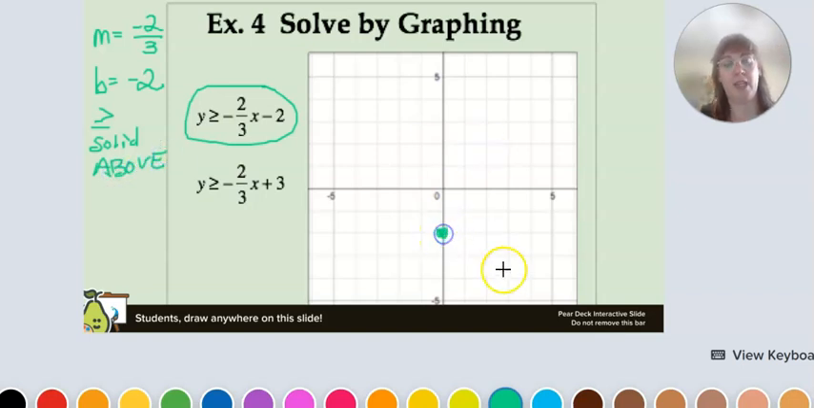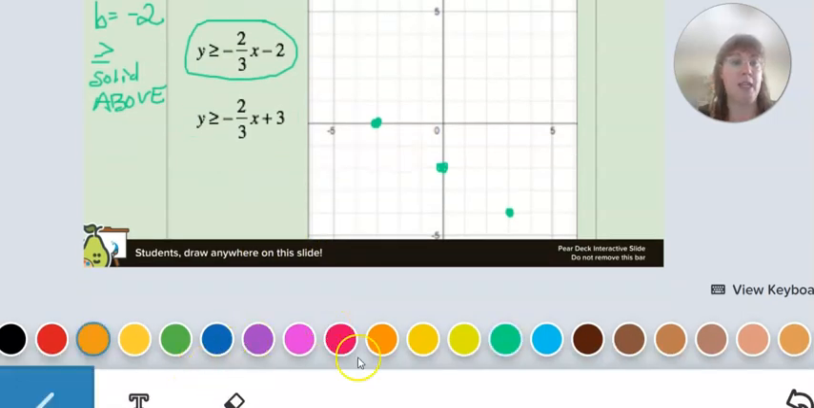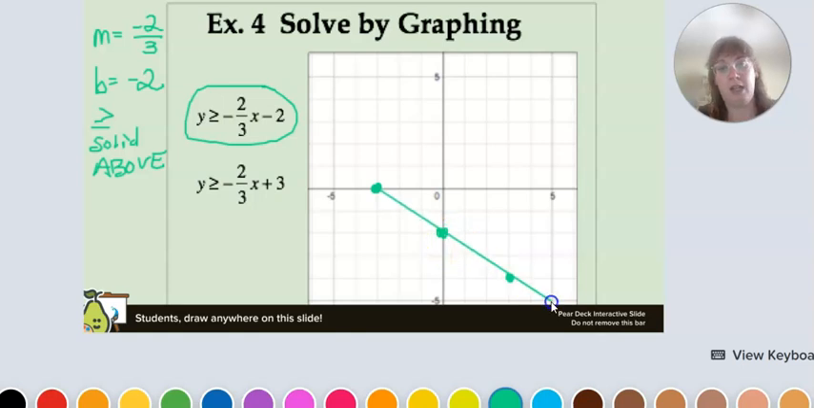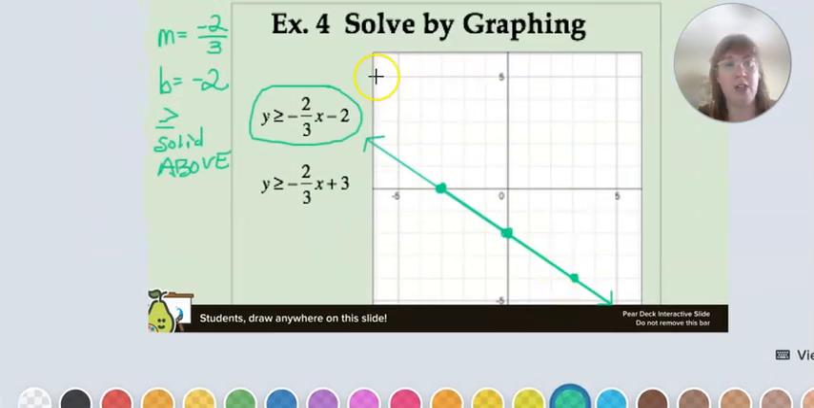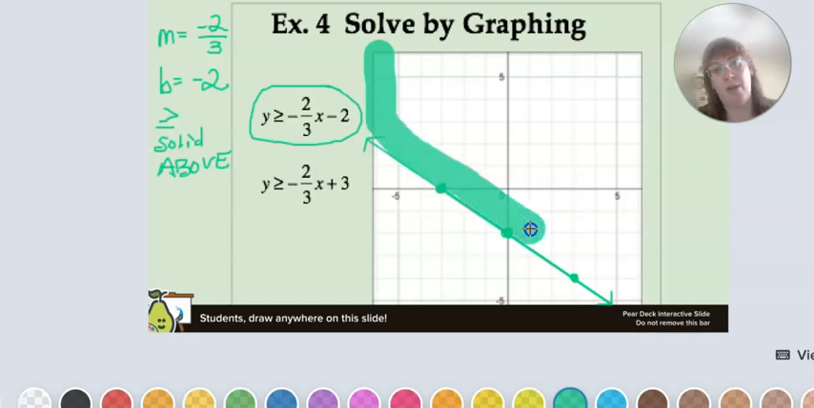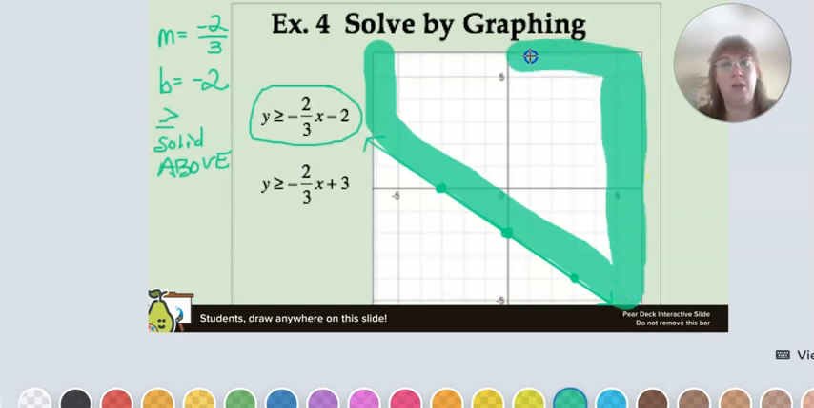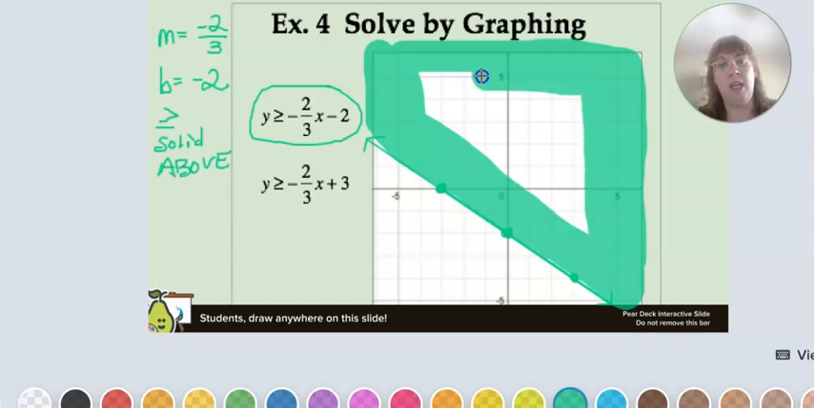So y-intercept first of negative 2, a negative 2/3 slope. We can go up 2, but then we have to go left 3 to make it negative, or we can go down 2 to make it negative and then go right 3. And we'll get some points on this line. Because it's greater than or equal to, it is solid. There we go. And we are going to shade this greater, so we're shading it above. There we go. Shading it all in.